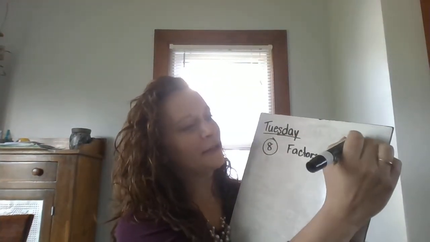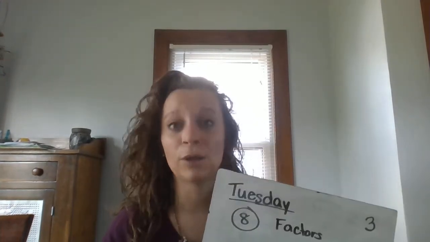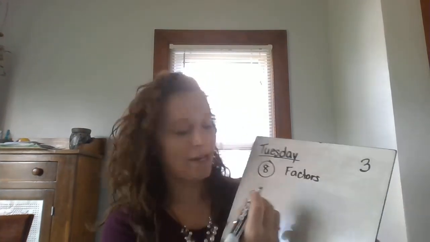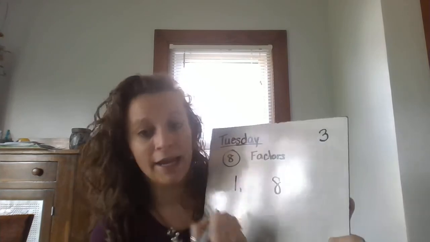Let me put that up here, I guess. Number 3, the factors of 8. Well, we know factors are multiplication: factor, factor, product. We made the multiplication sign. We're going to be multiplying to get to 8. So we always start with 1. 1 times 8 is 8.